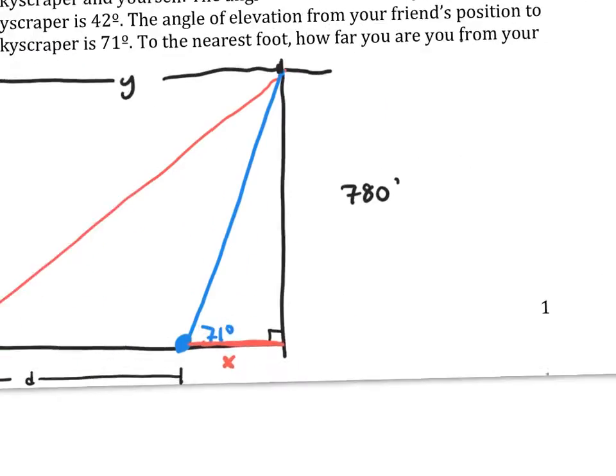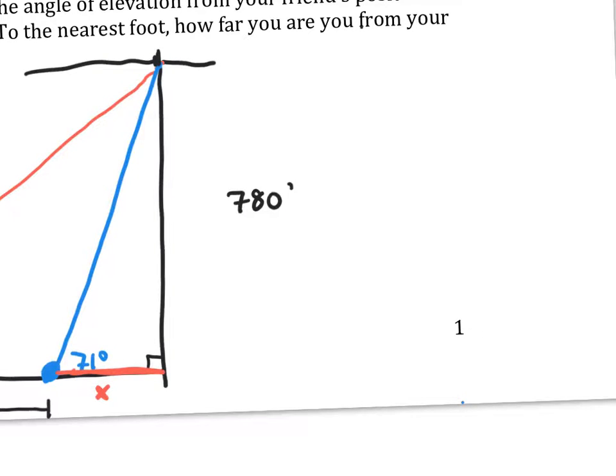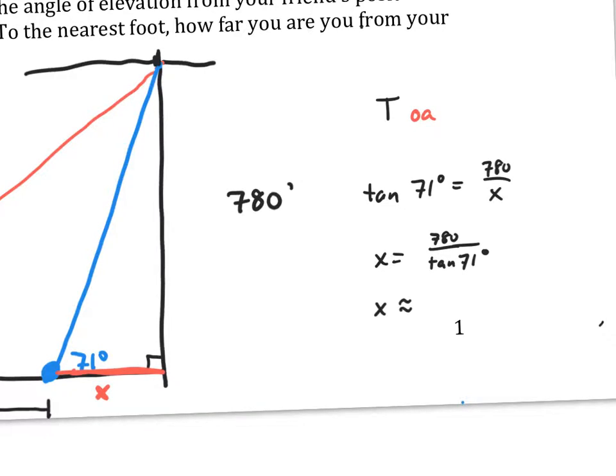So focusing in on the small right triangle over here, we know the opposite. We're looking for the adjacent, opposite, adjacent. That means I'm going to use tangent. So the tangent of 71 degrees is going to be the opposite over the adjacent. And when we switch those around, we get the tangent of 71 in the denominator. And x is approximately 268.6 feet away.